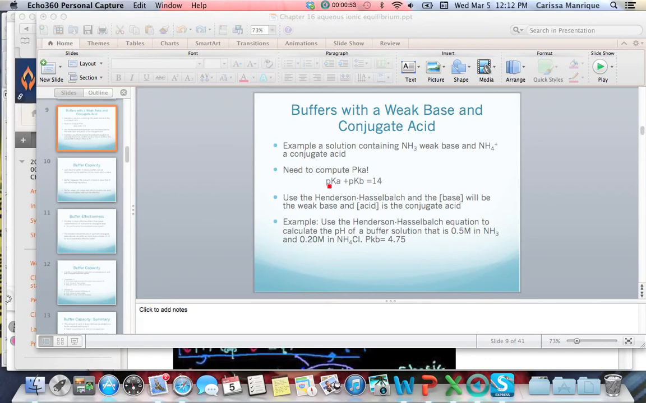Remember the equation, pKa plus pKb equals 14. So literally all you do is you get your pKb, and you subtract that from 14, and that'll give you pKa, okay? But everything else you do exactly the same. You put your base over your acid, you do all of that. The only small step you might need to do is just convert your pKb to pKa using this equation right here. Okay, so let's look at buffer capacity.